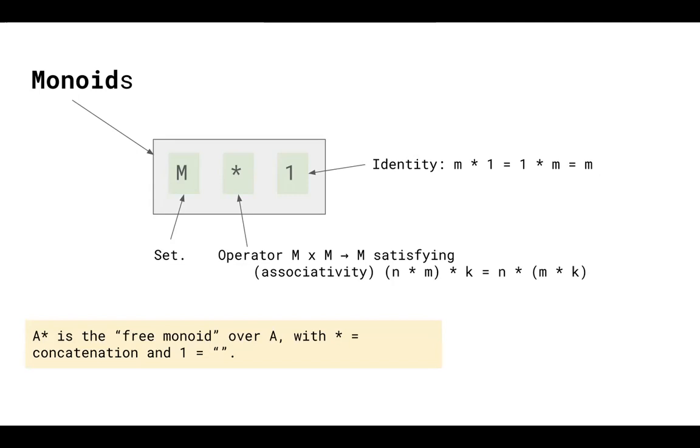And the free monoid over a set A is denoted A star. And it is the monoid where the operator is concatenation, like symbol concatenation. And the 1, or the identity, is the empty string. So for A star, an example would be if A contains the letters X, Y, and Z, then A star would have things like X, XY, YZX, but it would not contain the infinite string that is XYXYXY forever. So it's only finite concatenations of symbols. And importantly, it also contains the empty string, which is 1.